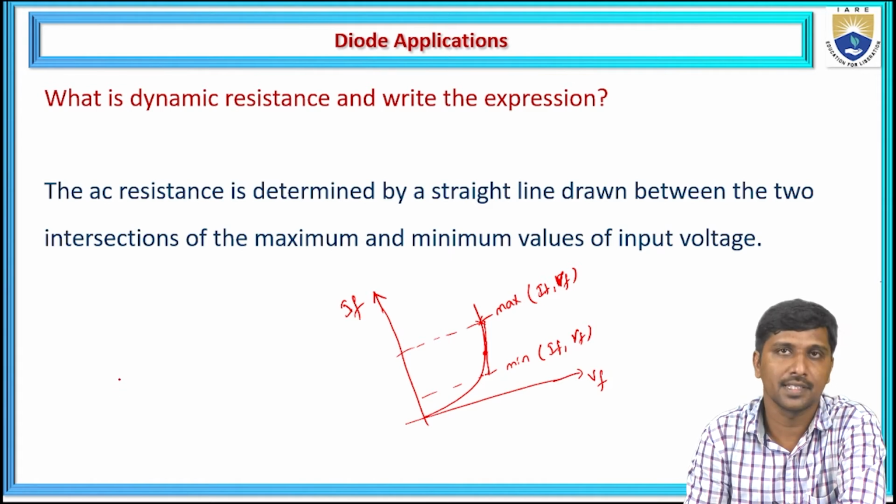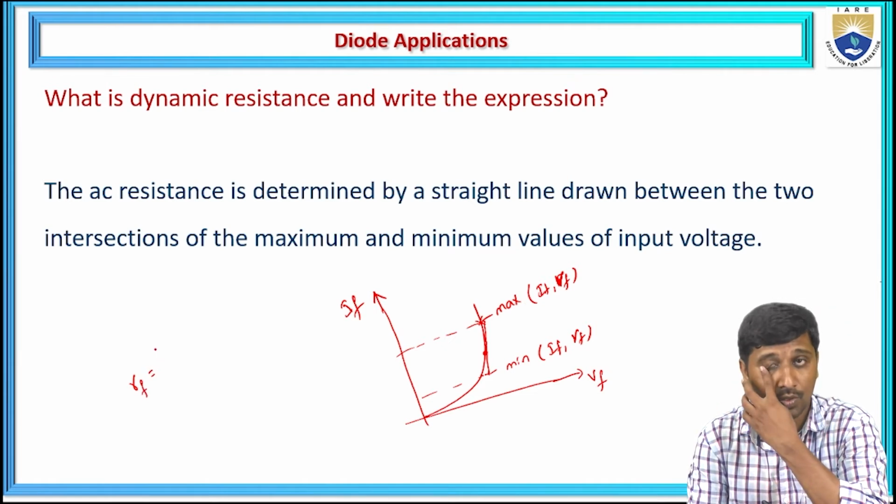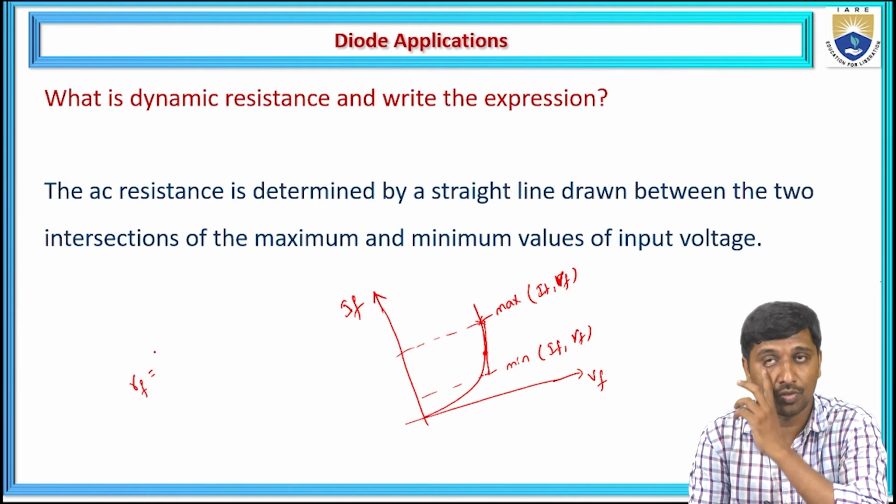This AC resistance is also called dynamic resistance, and it is represented as small r. Generally we know that resistance is the ratio of voltage to current.